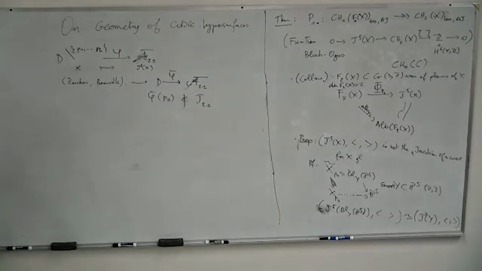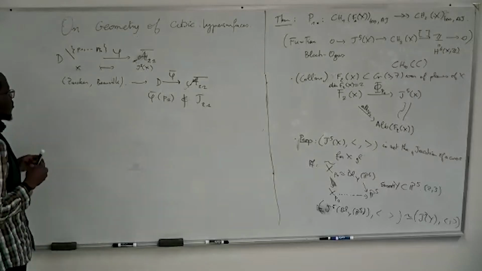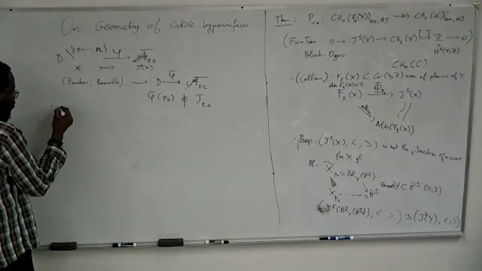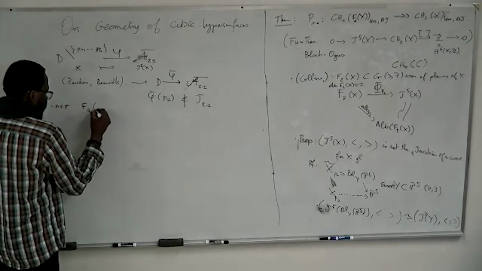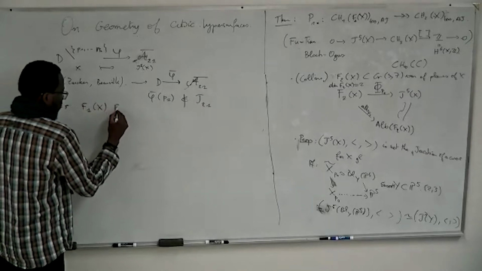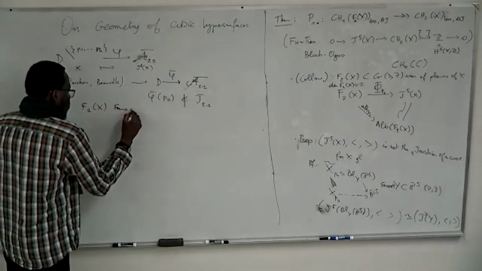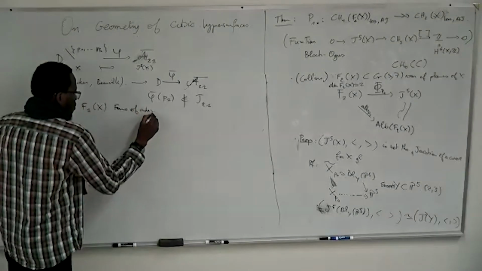All right. One question. How much do we know about the geometry of the Fano variety of lines, or the Fano variety? In the case of a cubic fivefold, we know that the variety of lines is Fano of index 1.